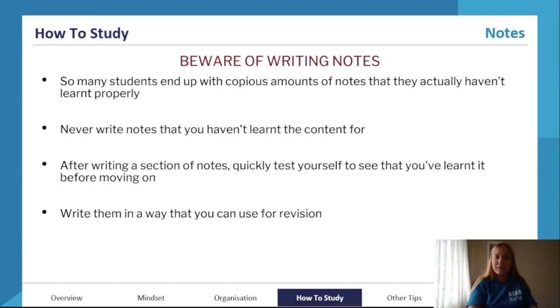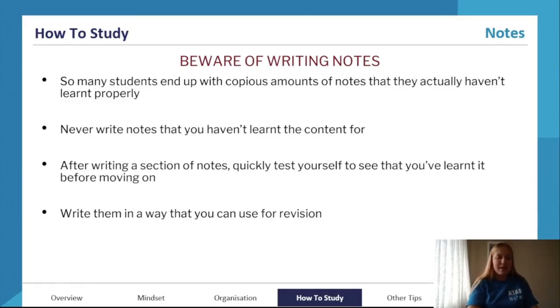Now about notes. Beware of writing notes because a lot of students end up with copious amounts of notes and they end up with beautiful notes and really detailed and beautiful diagrams and pictures in there of things that they actually haven't learned properly. So never write notes that you haven't learned the content for.